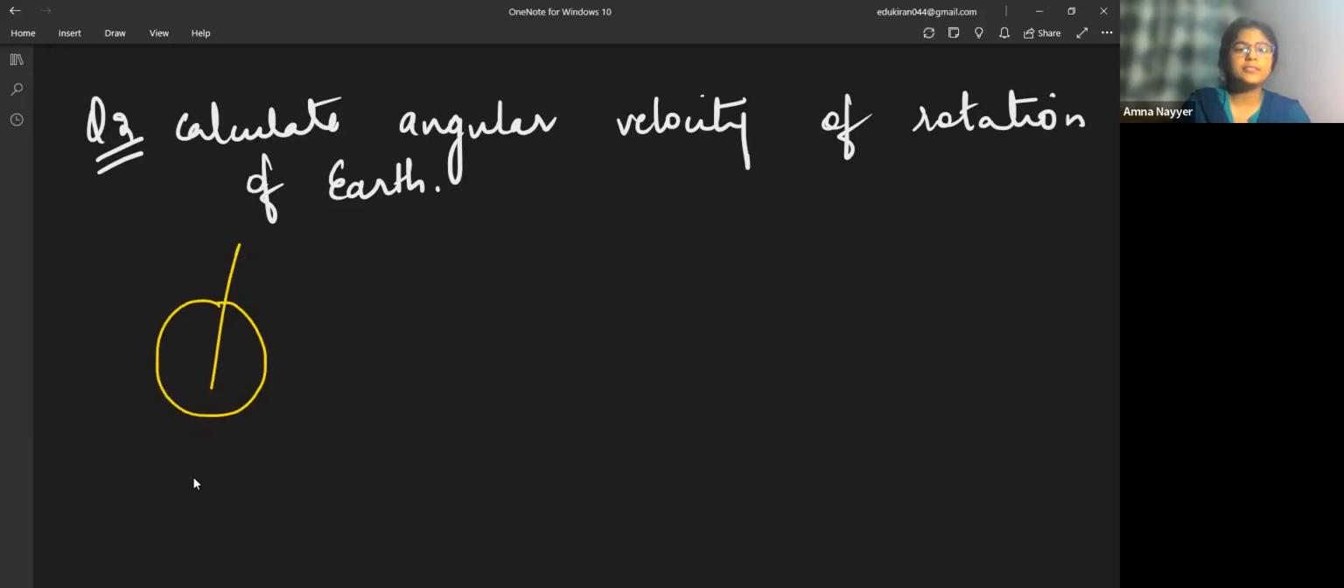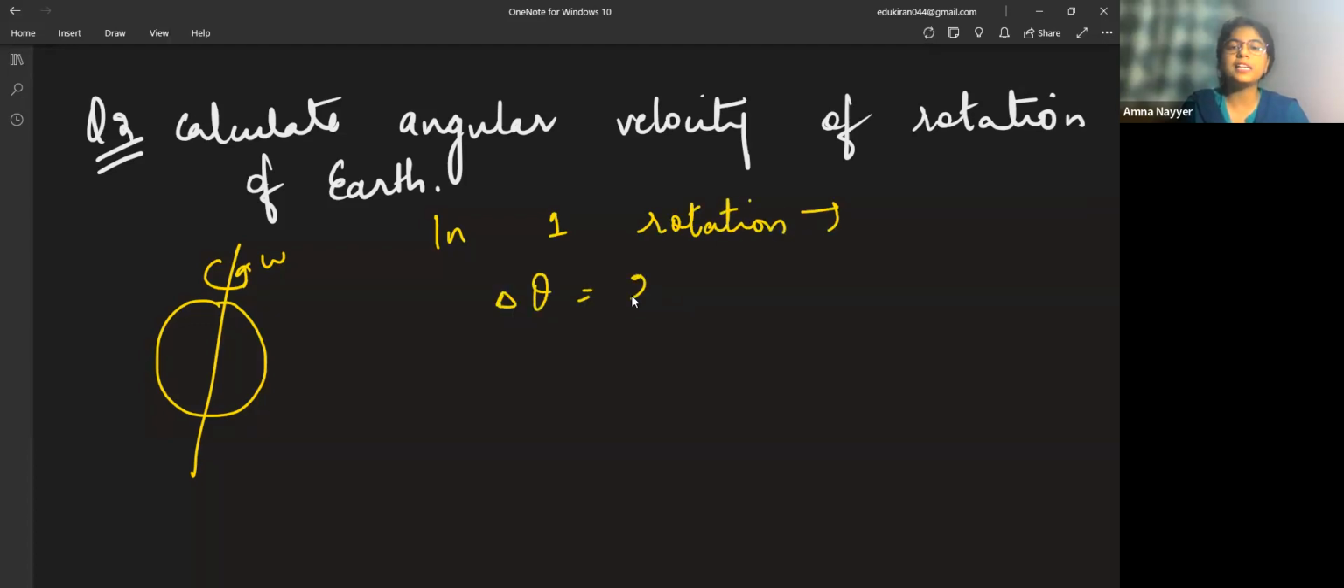Let's say this is some angular velocity omega. So in one rotation, the change in angular displacement will be 2 pi radian. Now what time will we take for one rotation? What is the time that it takes? In one rotation, what should I put for the time? 24 hours.